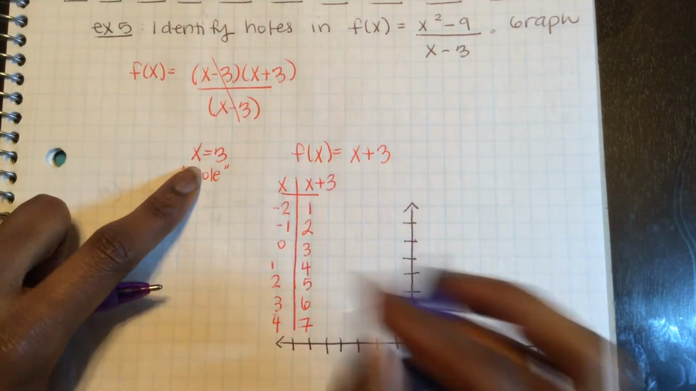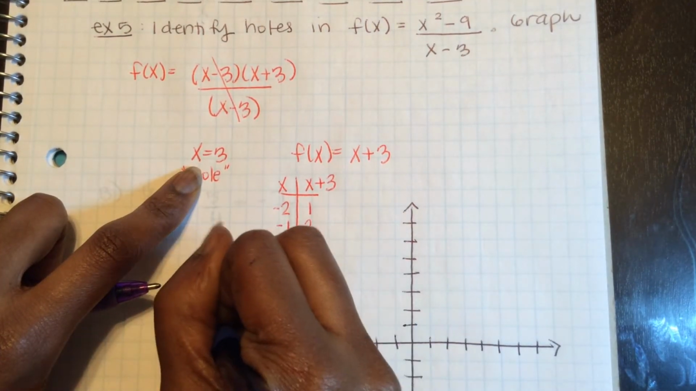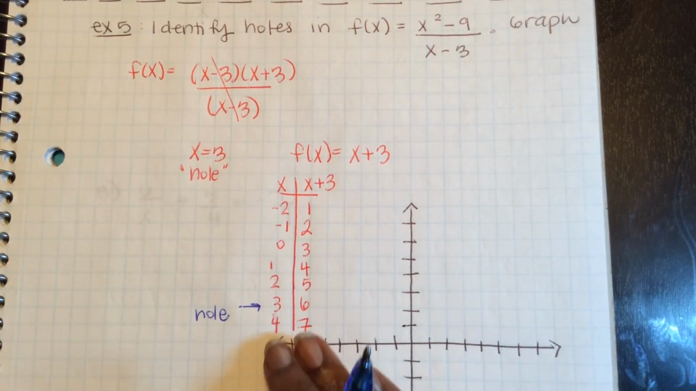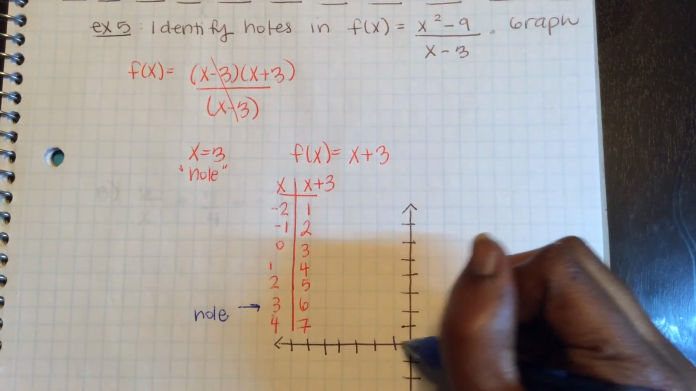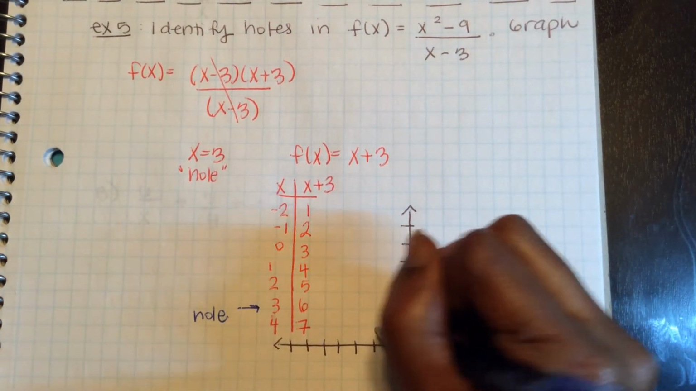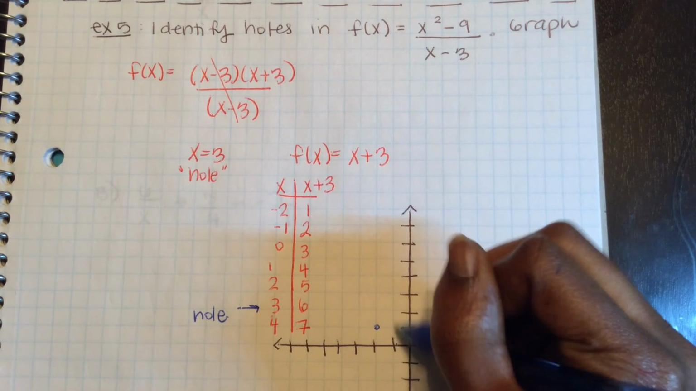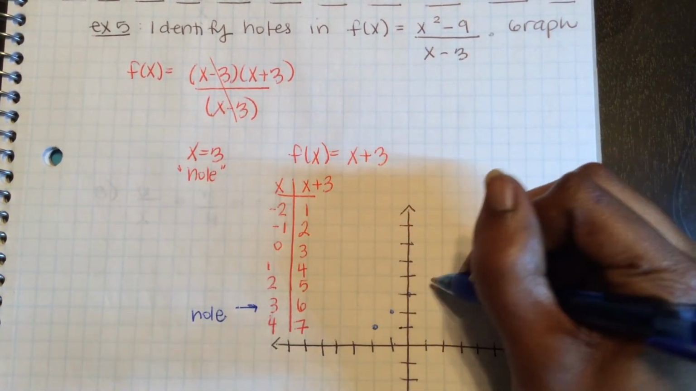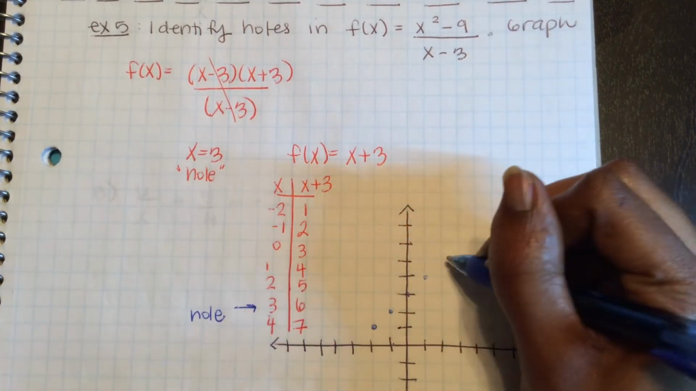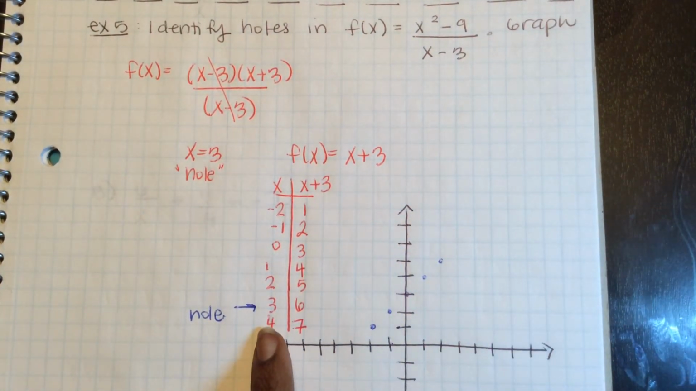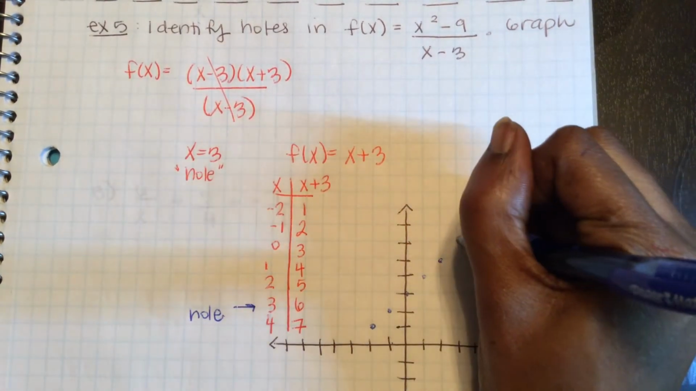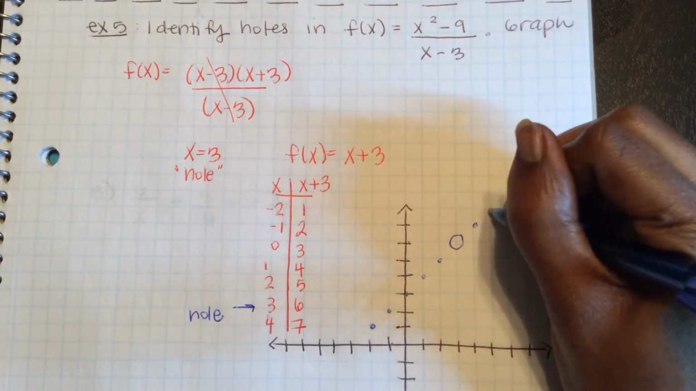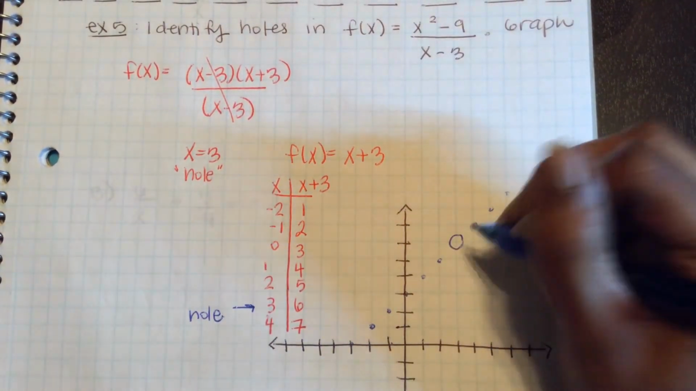So remember, at x equals 3, I need to do a hole. That's where my function does not exist. So let's graph this. -2, 1. Here we go. -1, 2, 0, 3, 1, 4, 2, 5. Now remember, 3, 6 needs to be a hole. It's like an open circle. And then 4, 7, and you could keep it going. It's a linear function, we can see.